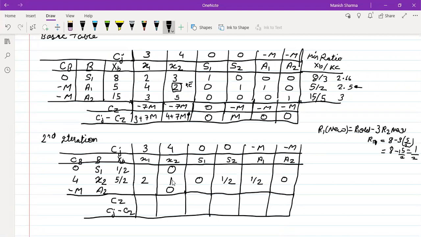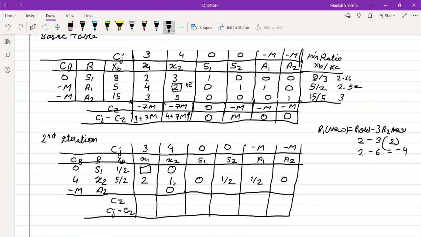Similarly for this, this is equal to 2 for this block. Now for this element, the next value is R1 old, which is 2, minus 3 times R2 new. R2 new is 2, so 3 times 2. That is equal to 2 minus 6, which is equal to minus 4.